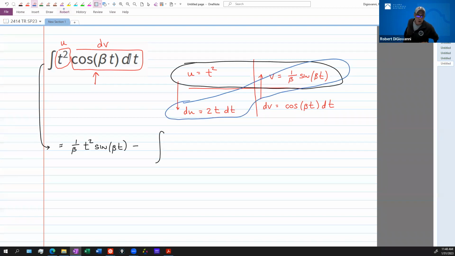Can somebody tell me what constant can come out? 2 over beta. 2 over beta, right? A 2 comes out and a 1 over beta comes out. So I'm going to pull it out as a 2 over beta. Good. And then all that's left in there is I have a t, and I have a dt. I'm going to stick the dt in the back. And then I have the sine beta t because the 1 over beta already came out. So sine beta t. All right, that's where I am.